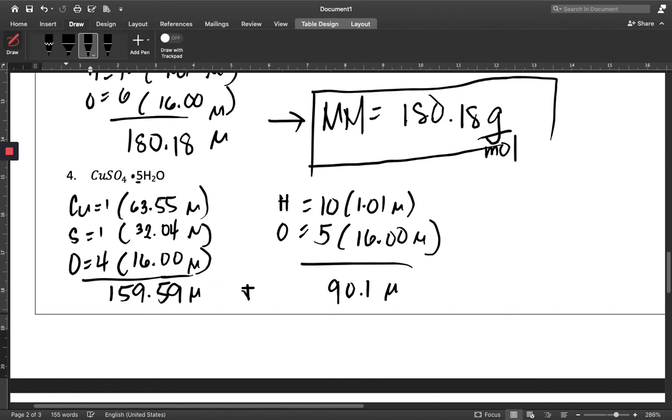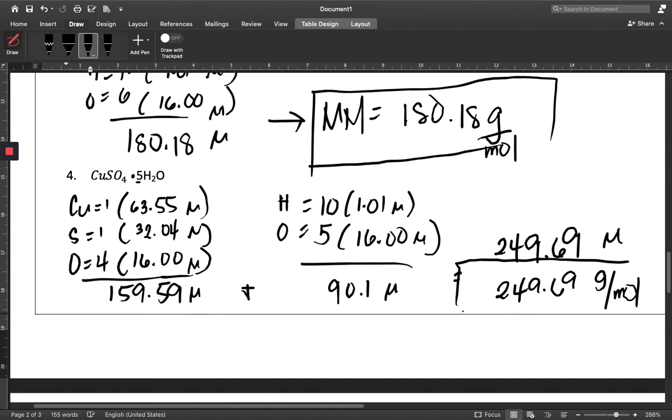All right. So in order to get the formula mass for this compound, we have to add everything up. So that's 90.1 plus 159.59. We have a grand total of 249.69 formula mass units or atomic mass units, or we can just report this directly as 249.69 grams per mole, right? If we are asked to get the molar mass. So usually we are asked to get the molar mass of substances in solving stoichiometric problems.